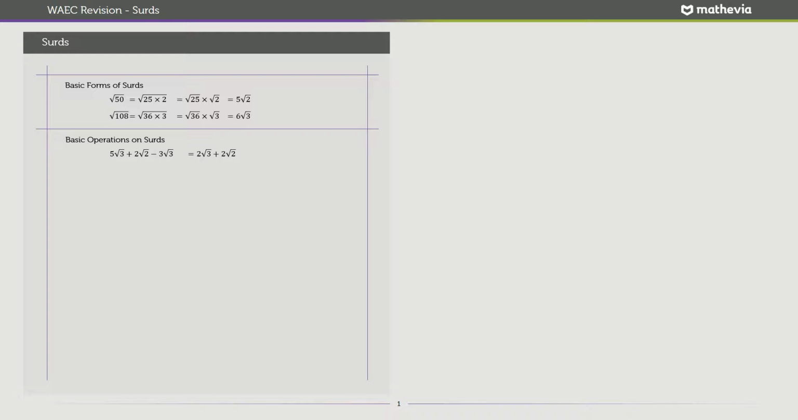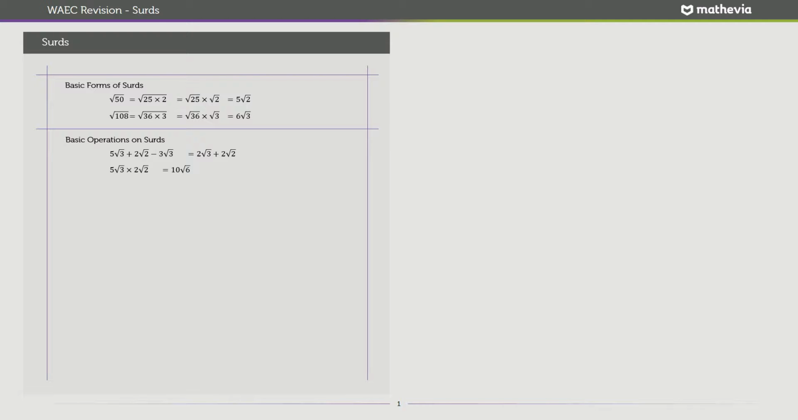And then you can't add root 3 and root 2 together, just like you can't add x and y together, but you can add 5x plus 3x, or 5x minus 3x. It pretty much follows the same process as in algebra, and you apply that to working with surds. Similarly, if you're looking to multiply, you can multiply any form of surds. Just like in algebra, you can multiply x and y to give you xy, you can multiply root 3 and root 2 to give you root 6.